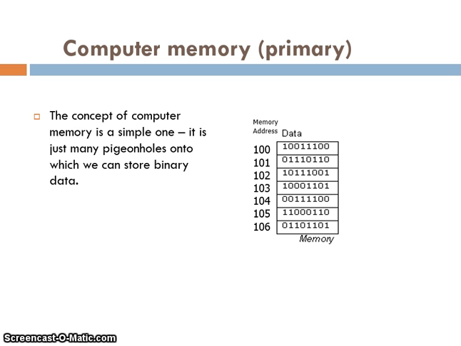Now, when we talk about primary memory, primary storage, computer memory is the concept that data is put into different memory addresses, just like pigeonholes. So each data location is given an address, and within that data location you may store, for instance, one byte of data. So this represents memory, with the memory address giving the location of the data that is stored in memory. Remembering back to when we looked at memory, as well as data, instructions are stored in memory.